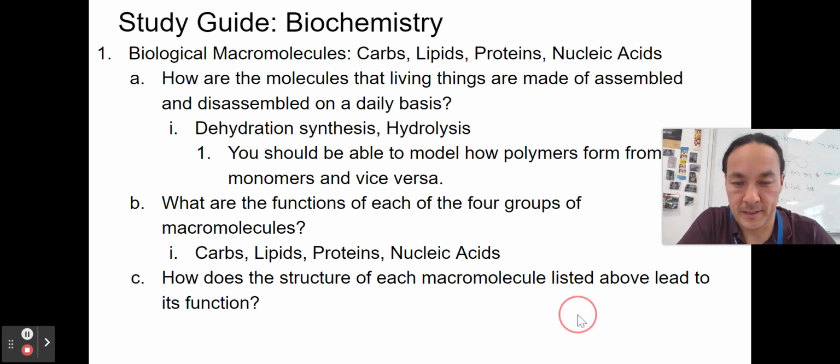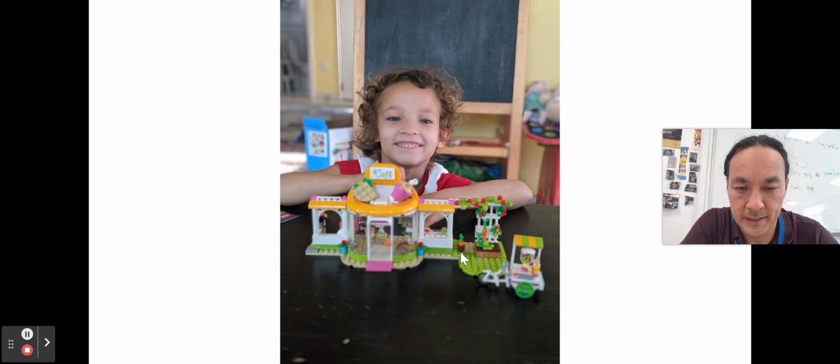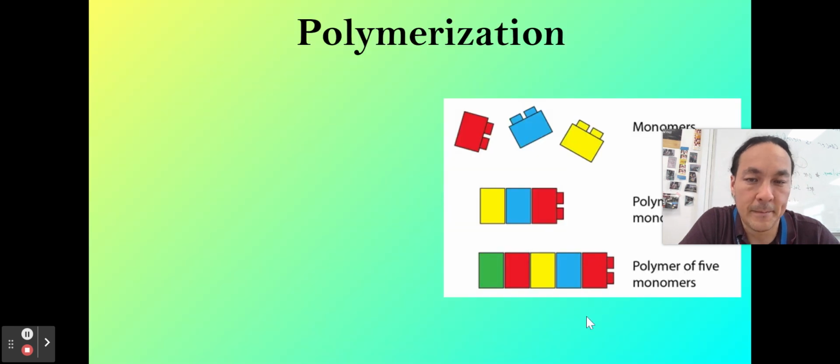If you think about, let's go through some examples. So here are my kids at Legoland Dubai. This was not this spring break, but the one before that. We had a ton of fun, and we were making some Legos, right? And so each Lego on its own would be a monomer, and putting together makes a polymer. The structure of this leads to its function of being a toy for my kid and a fun cafe that she can play games with.